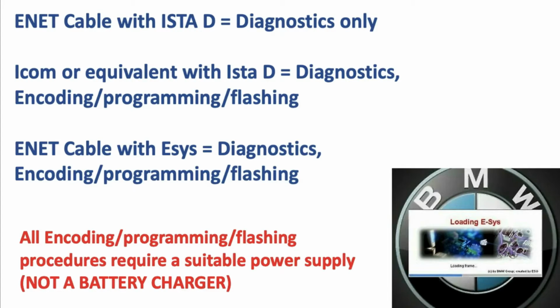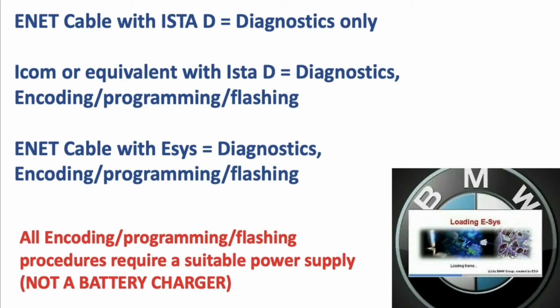With an Ethernet cable and ISTA D, you can only use it for diagnostics. If you've got ICOM or equivalent with ISTA D, again, you can do diagnostics and all sorts of programming features as well. An Ethernet cable is also able to do both diagnostics and, particularly, programming and flashing your modules on ESIS.